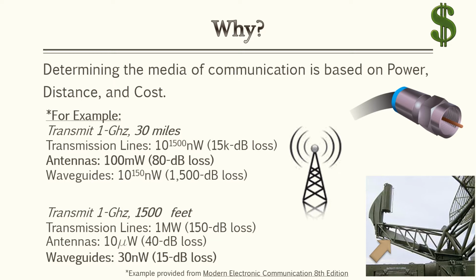Now I have an example here that was taken out of one of my books, and they have a 1 gigahertz signal being transmitted 30 miles. If you look at the loss, it actually has the minimum amount of loss by using an antenna, and it's probably cheaper to use an antenna method if you're trying to transmit something 30 miles. Now, if you take that same 1 gigahertz signal and want to transmit it 1,500 miles, it would probably be cheaper, as well as less power usage, or more efficient, to use a waveguide. So it's usually based on your distance, your cost, and how much power you would like to use.